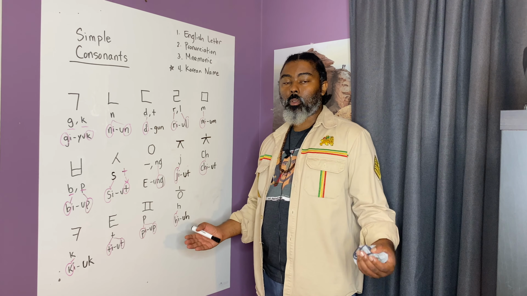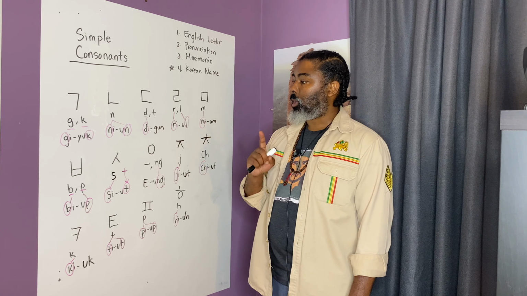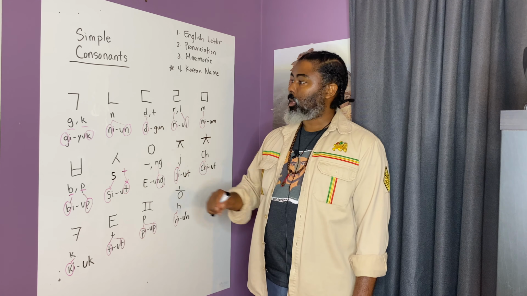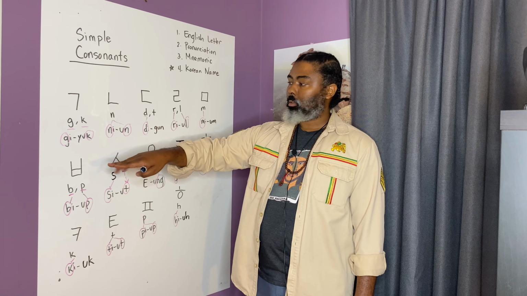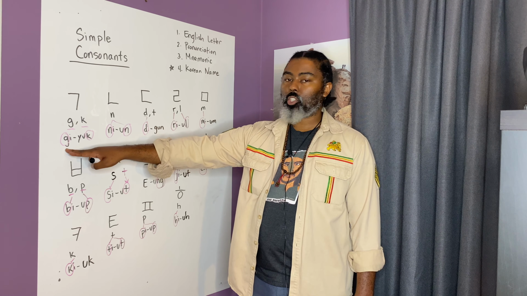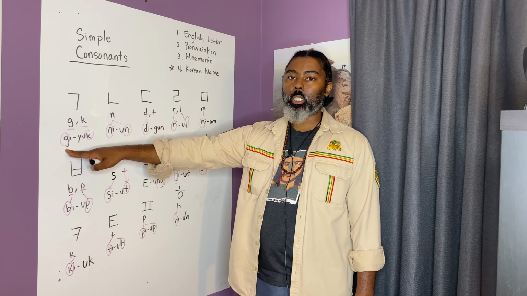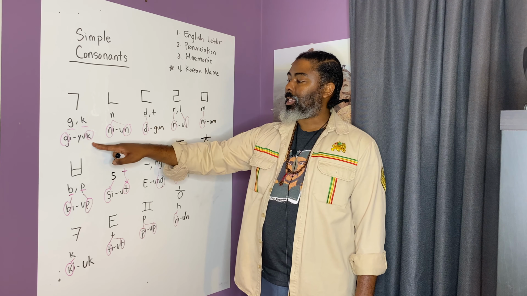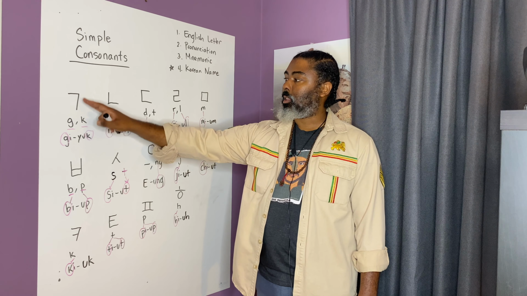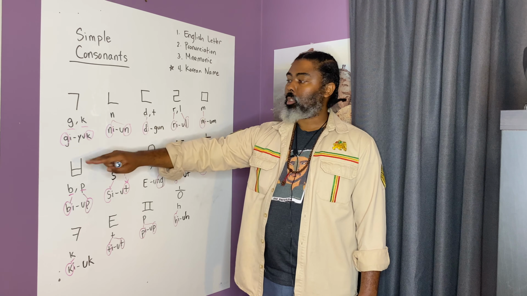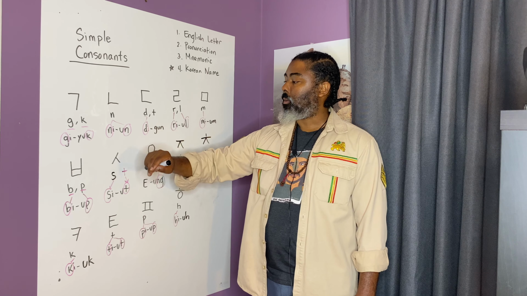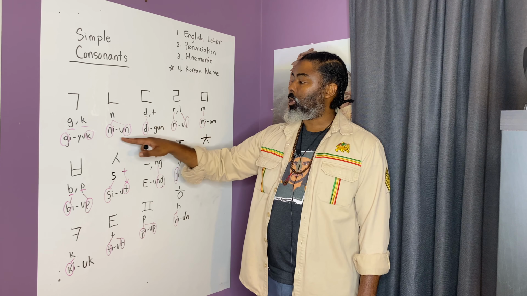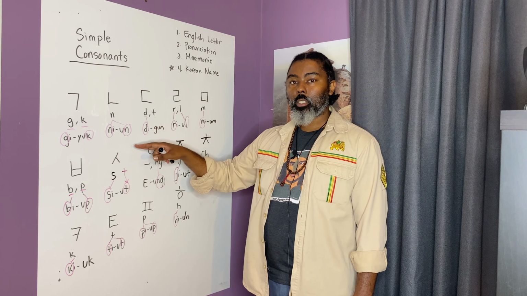That's it, guys. And before we end, I want to give you a tip or just point out something. This is Giyuk. As you can see, it has the G as the beginning sound, and at the end, it has the K, because there are two sounds that this character produces, the G and the K. Giyuk. Same thing with Niun.